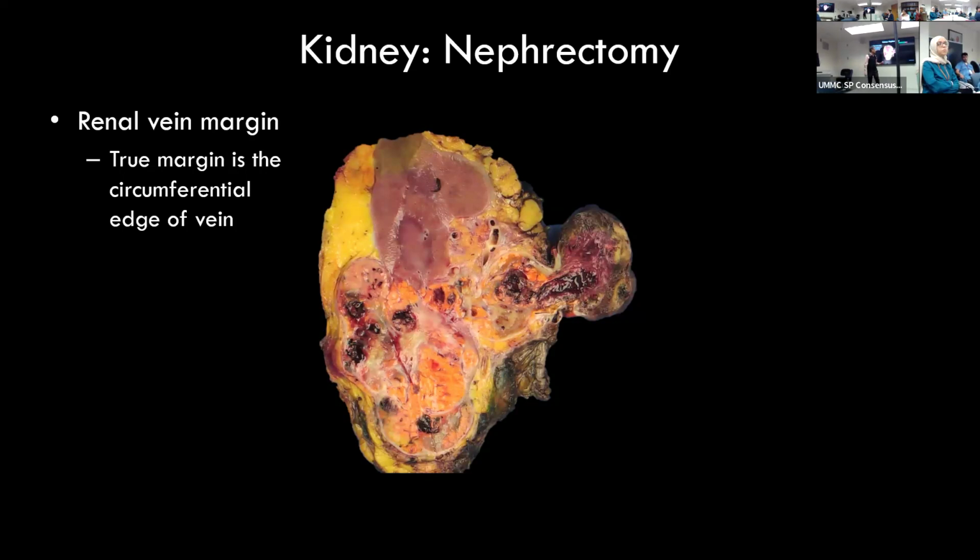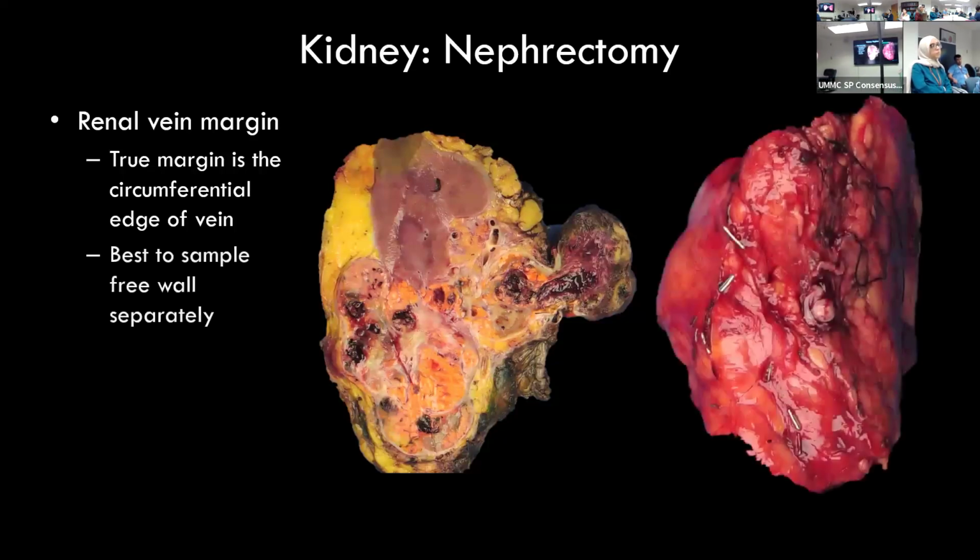Please don't sample this en face of the renal vein margin and submit a section this way. That's not the true margin at all. The true margin is right there. That's what you need to sample. Again, in this example, this is not the true margin. The true margin is at the wall, the edge of the renal vein over here.